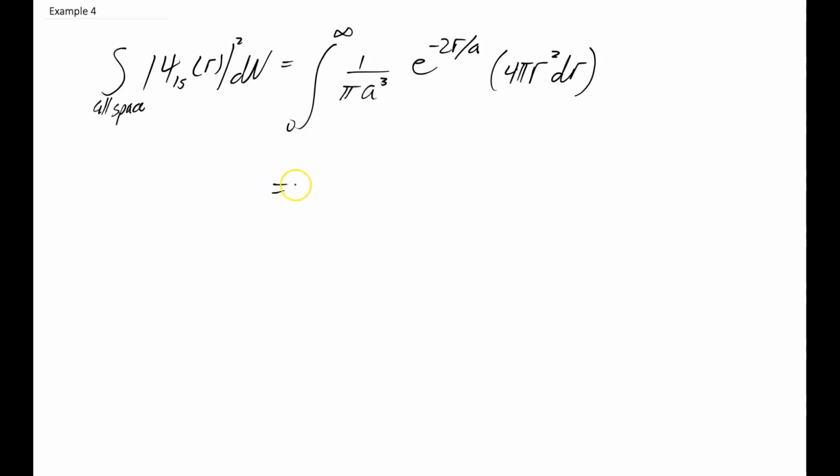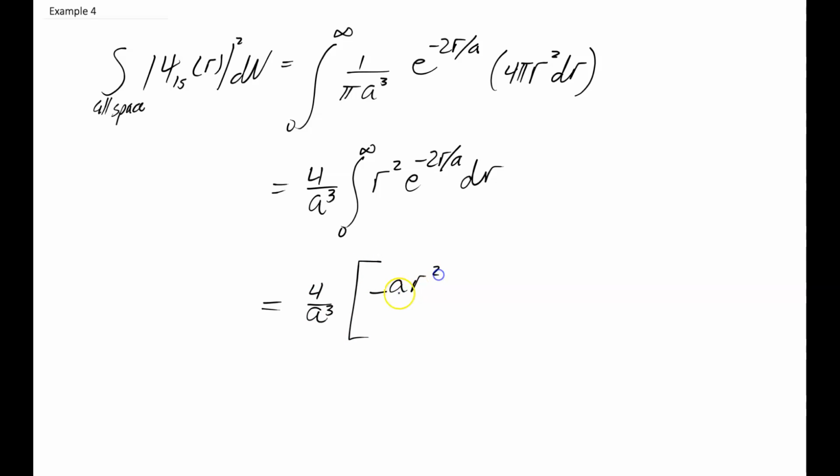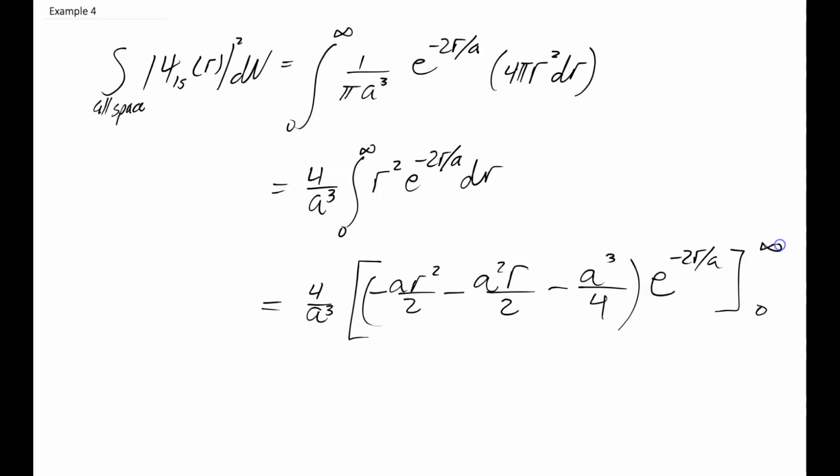And if we do this simplification, we can get 4 over a cubed integral from 0 to infinity of r squared e to the minus 2r over a dr. And looking this up in a table or doing a calculation on a computer, we find out that this is 4 over a cubed times minus a r squared over 2 minus a squared r over 2 minus a cubed over 4, all times e to the minus 2r over a between 0 and infinity.